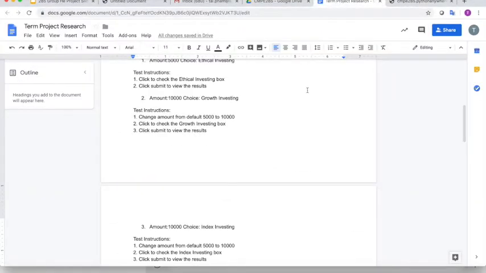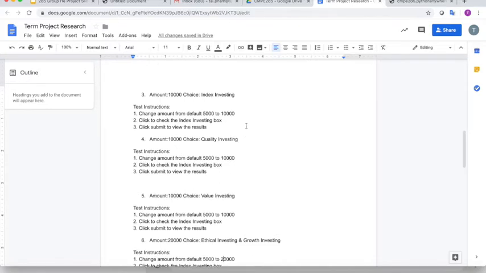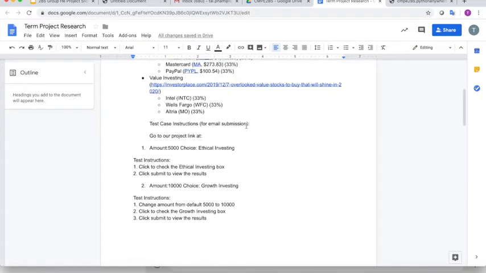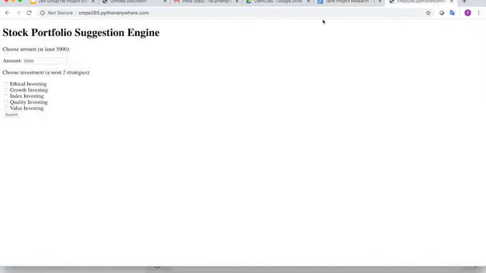Now I will go over test case number 4, which is quality investing with 10,000. For quality investing, the 3 stocks in the portfolio will be Amazon, Mastercard, and PayPal. So we go to our web page, change the amount to 10,000, and then click quality investing, and then click submit.